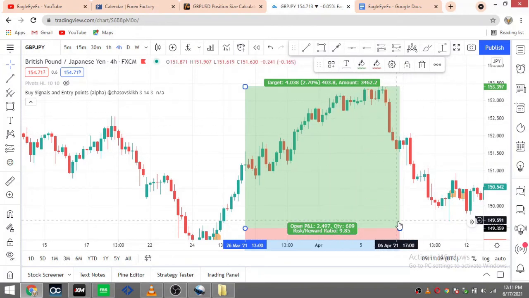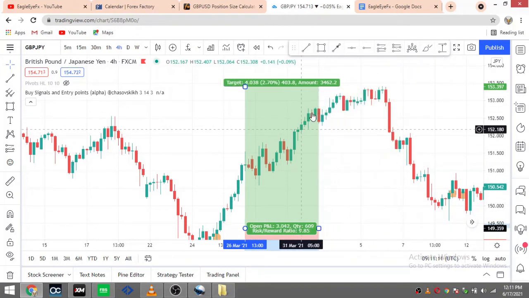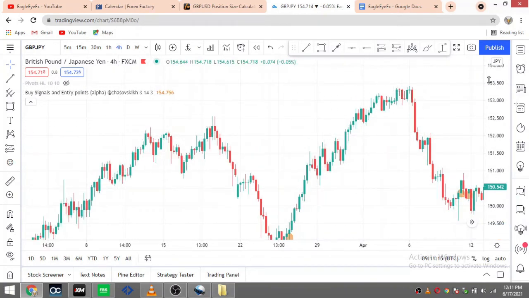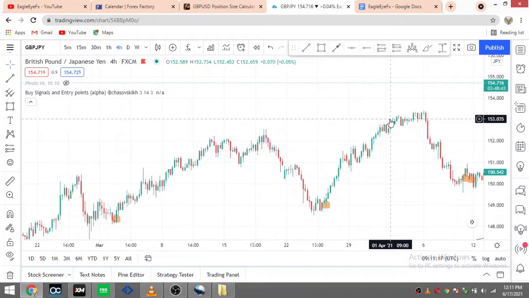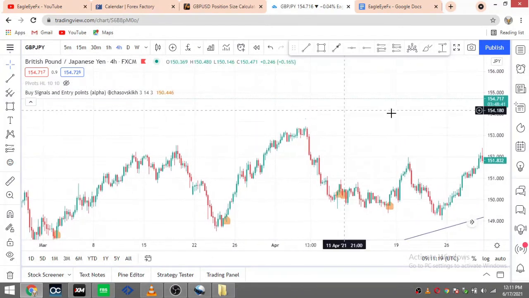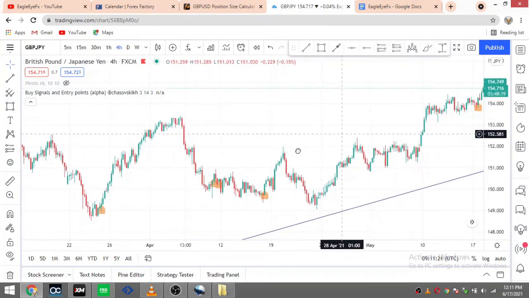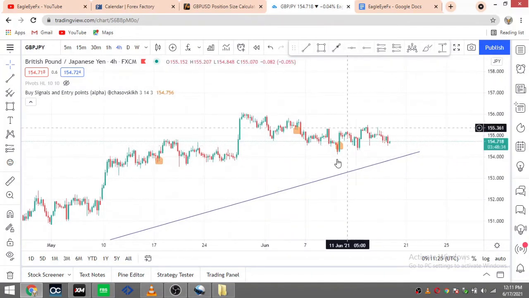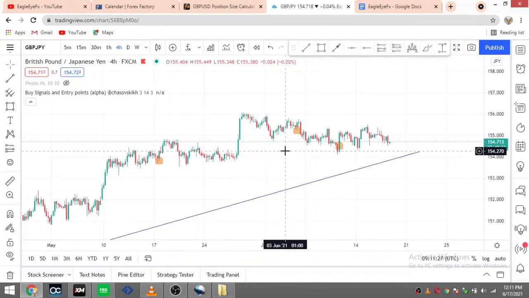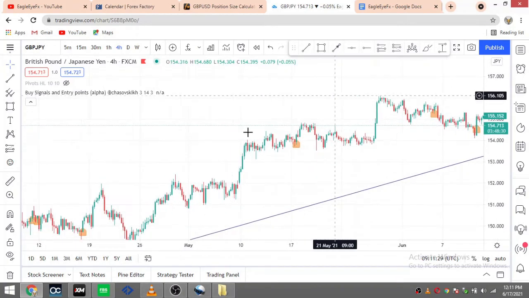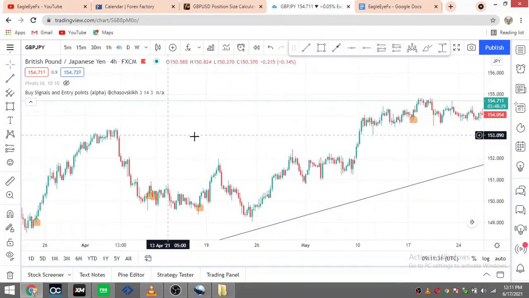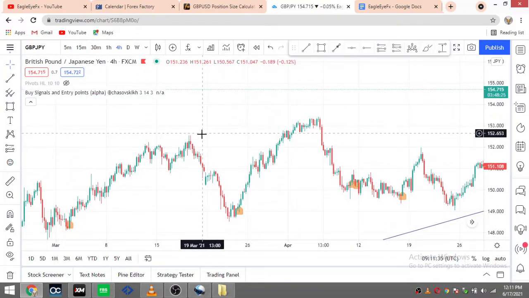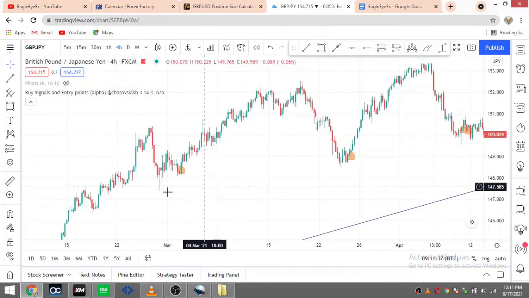But we want to stick to some rules. And then we are going to see how it's going to play out. So I'm going to record. I'm going to place a few of them. Then we are going to see how it's going to play out, and we are going to see if this indicator is profitable, and if it can help us to grow our small account into a big account.